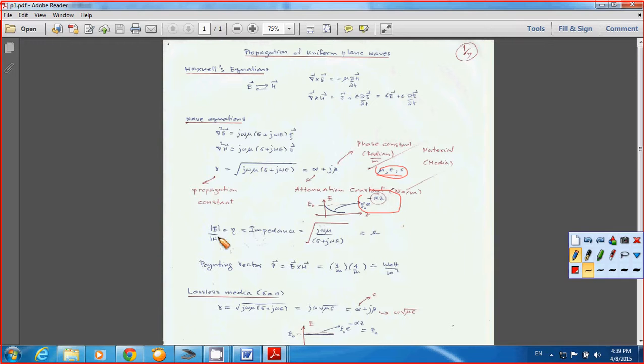And also, if you divide E by H, you know exactly that E has the unit of volt per meter and H has the unit of ampere per meter. When you divide both terms together, it gives you the unit of ohms. They call it the intrinsic impedance, which is represented by the square root of j omega mu over sigma plus j omega epsilon. Okay, so these properties get into these equations.